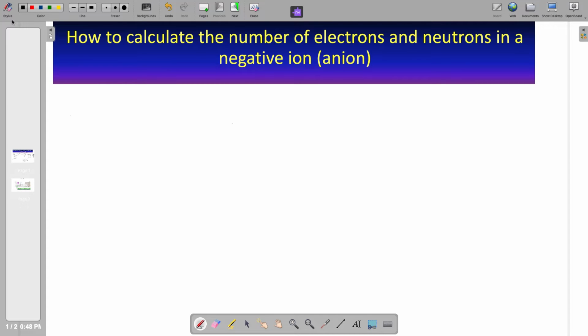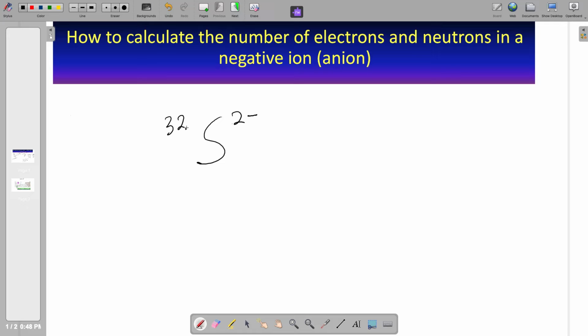In this lesson, we'll learn how to calculate the number of electrons and neutrons in a negative ion. Okay. So first of all, what is the ion? So the ion is sulfur 2- with a mass number of 32. So we're given such a problem and we want to calculate the number of electrons and neutrons in it.